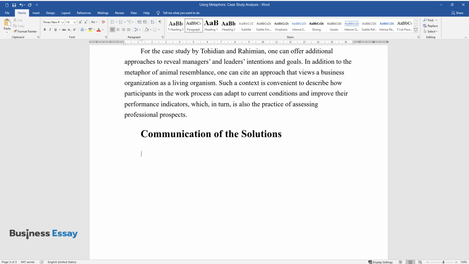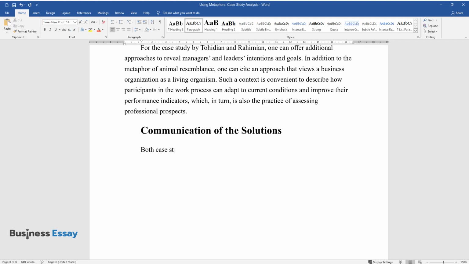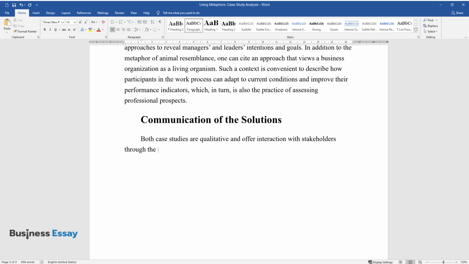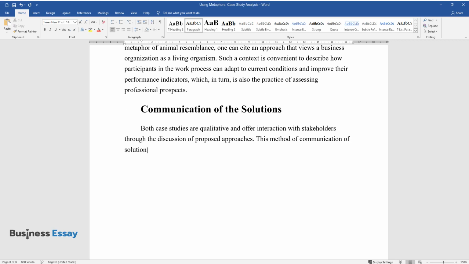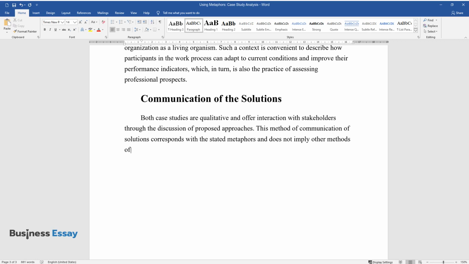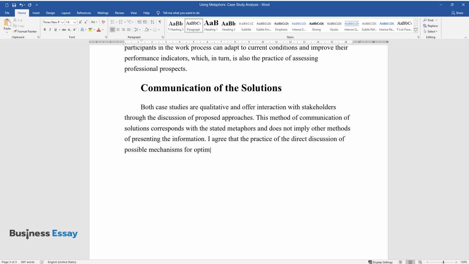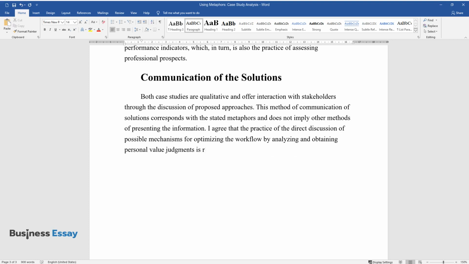Communication of the solutions. Both case studies are qualitative and offer interaction with stakeholders through the discussion of proposed approaches. This method of communication of solutions corresponds with the stated metaphors and does not imply other methods of presenting the information. I agree that the practice of the direct discussion of possible mechanisms for optimizing the workflow by analyzing and obtaining personal value judgments is relevant in the context of organizational management.